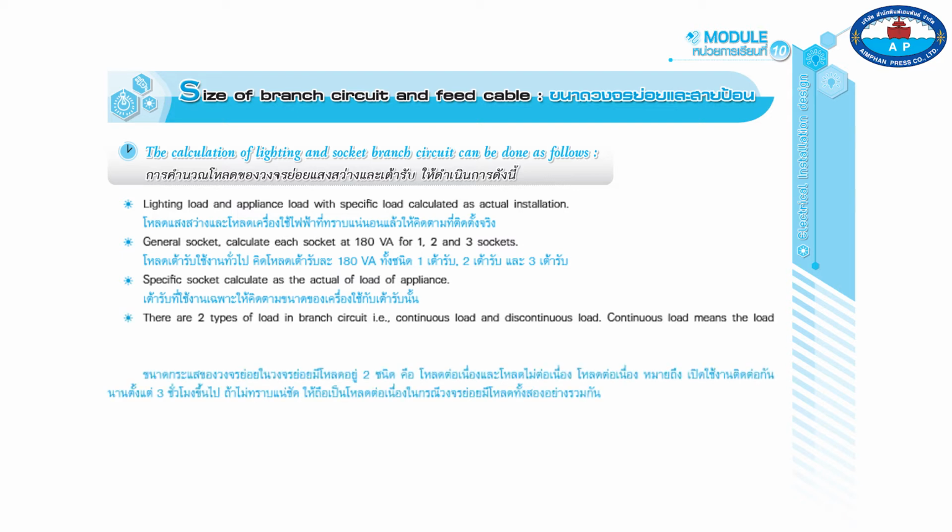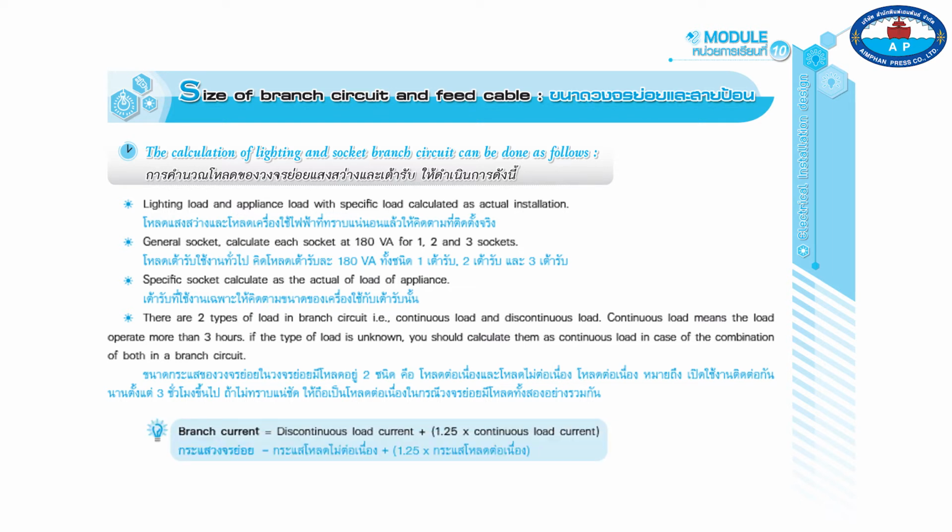There are two types of load in a branch circuit, i.e. continuous load and discontinuous load. Continuous load means the load operates more than 3 hours. If the type of load is unknown, you should calculate it as continuous load, in the case of a combination of both in a branch circuit. Branch current equals discontinuous load current plus 1.25 times continuous load current.